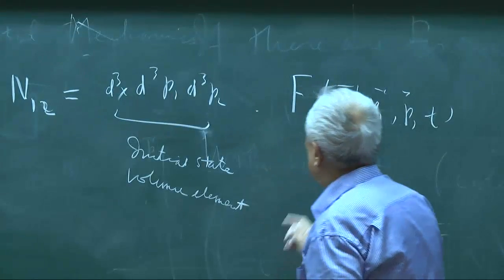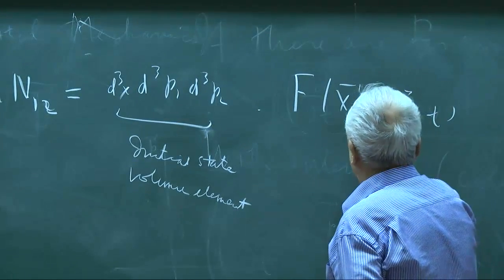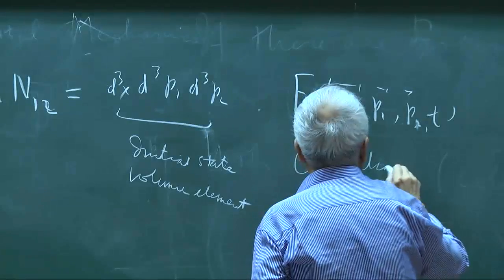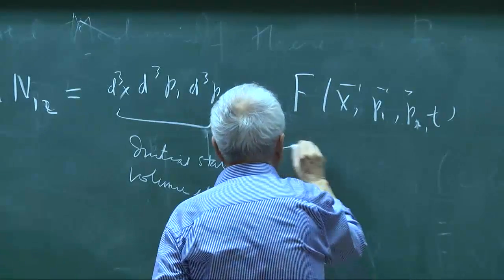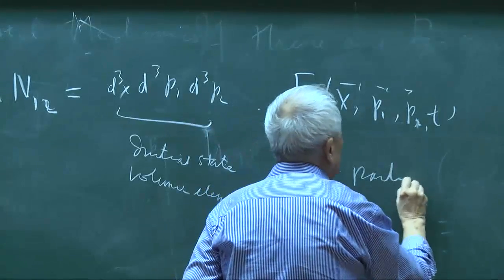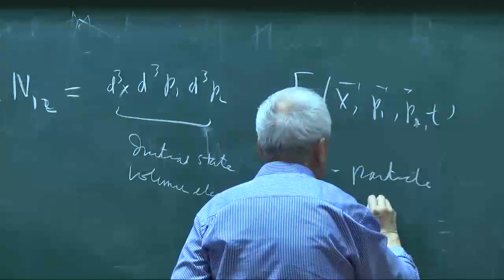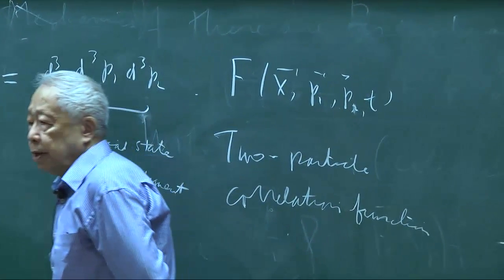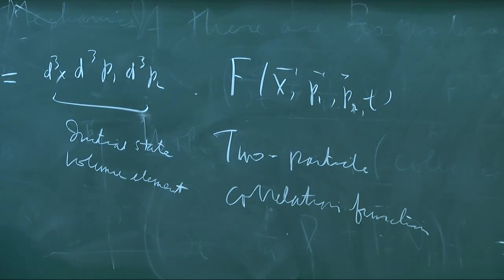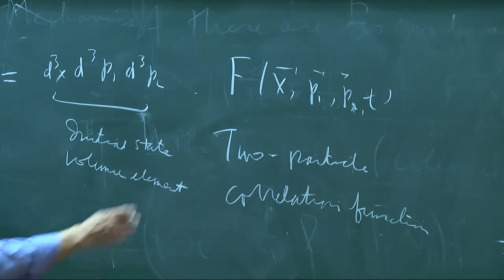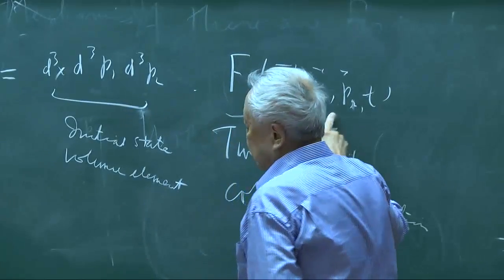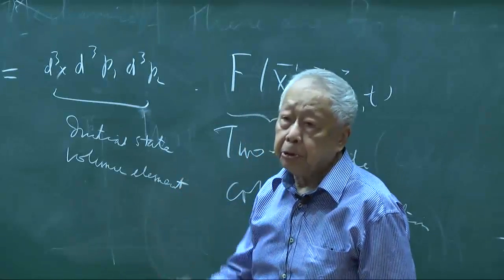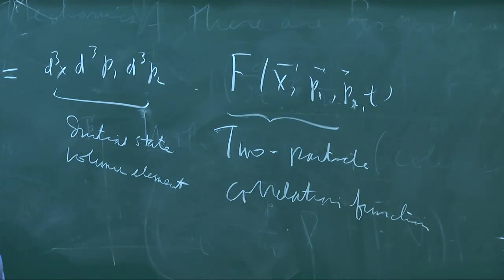So f is a distribution function that finds simultaneously at x a particle with momentum p1 and a particle with momentum p2. So this is a correlation function, because it's a two particle correlation function. So this gives you the probability of finding a pair of particles with initial conditions at x. First, you have to find two particles at x with momentum p1 and p2 at time t, and you modify the volume element. So this is the number of particles with the initial conditions.